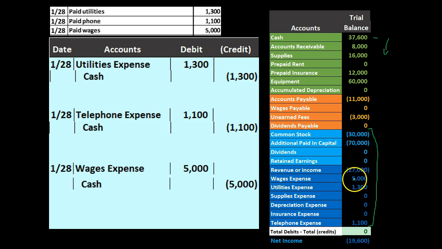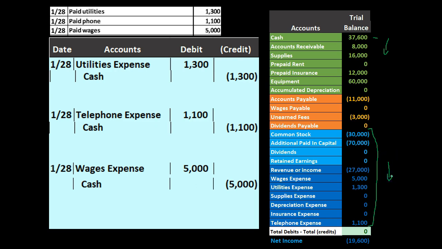In other words, expenses are going to bring down net income, which is going to be revenue minus expenses, the credits of revenue minus the expenses. So these all brought down net income, which is 27,000 minus 5,000 minus 1,003 minus 1,100, 19,600. And this net income, or all of these accounts, are part of total equity, all of equity here. So that means that equity is going down.